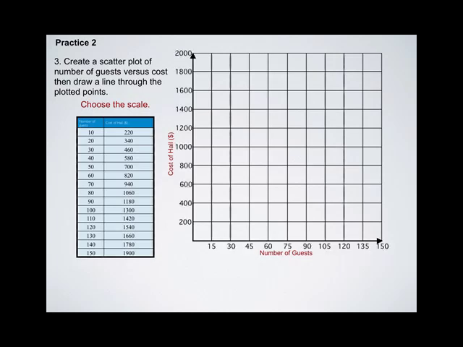And likewise for the vertical axis, I have to get up to 1900 and I have 10 boxes. If I count up by 200s, I'll have enough room to show all of my data. Once I've chosen an appropriate scale, I need to plot the points.